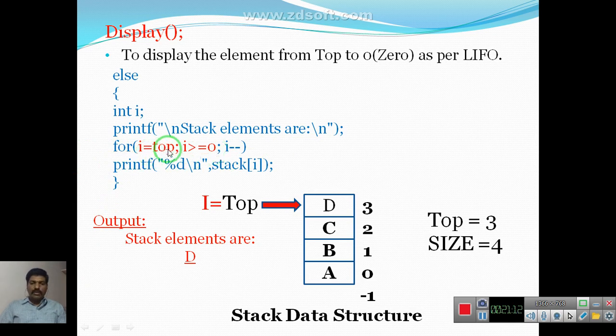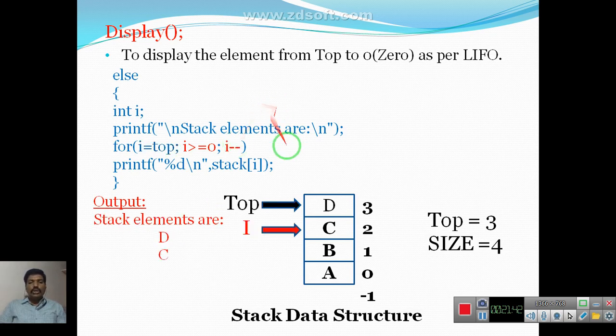So initially top equals 3, the condition is true. The body of the for loop is a single line printf statement: printf %d slash n, stack of I. So now it is printing the D. After printing the first element, the decrement operator is executed. Initially it is 3, now after decrementing it is 2. Now the condition is also true. The body of the for loop is executed, and C is printed in your output.